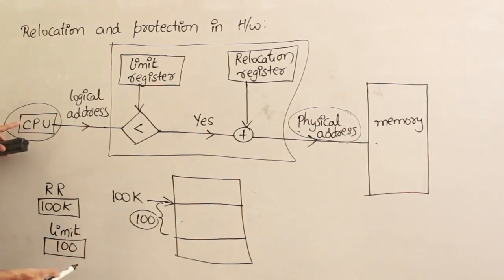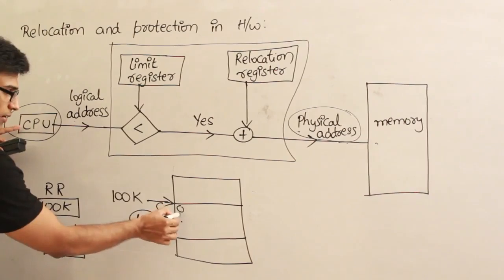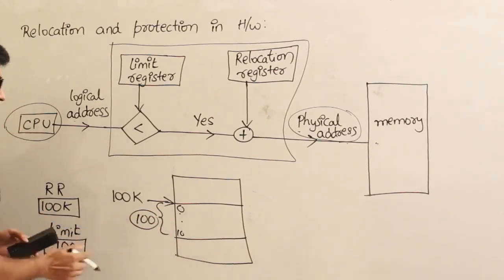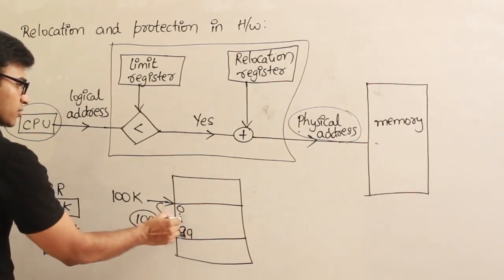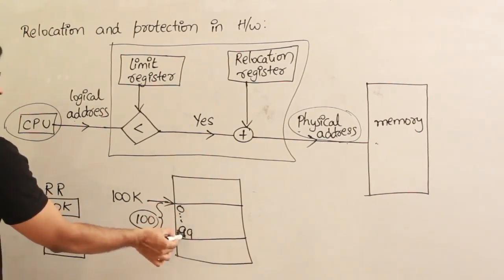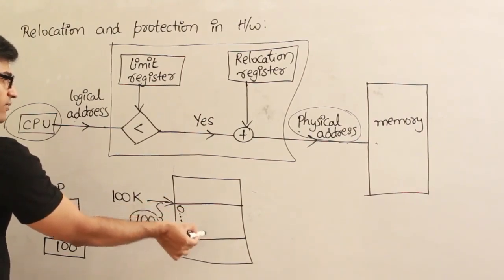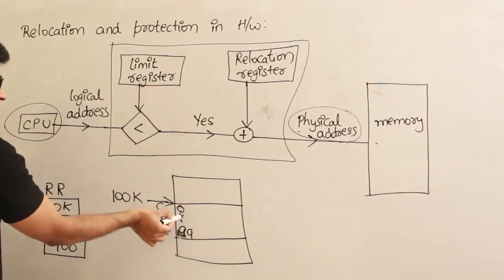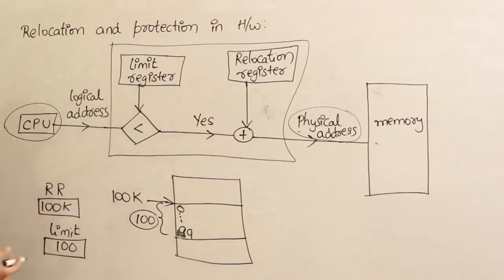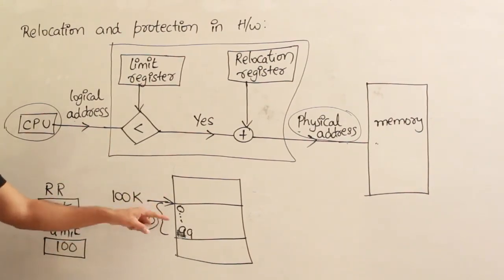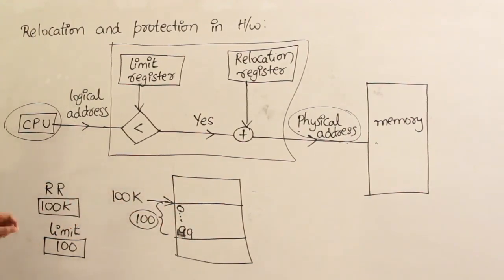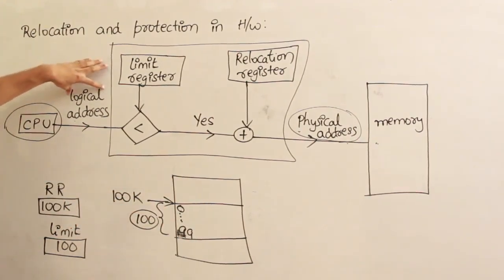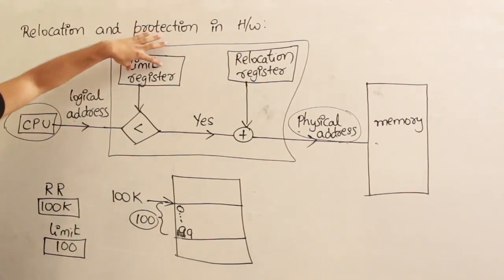So according to the CPU, the program starts from 0 and runs till 99. 100 words means 100 bytes, so the last address is 99. Therefore, all the addresses in this process should refer only to numbers between 0 and 99. It should not refer to anything beyond that. If it does, it means it is trying to access some other memory, which should not be allowed, right? Therefore, whenever the CPU generates a logical address, which is the relocatable address in this case, it will be compared against the limit register.